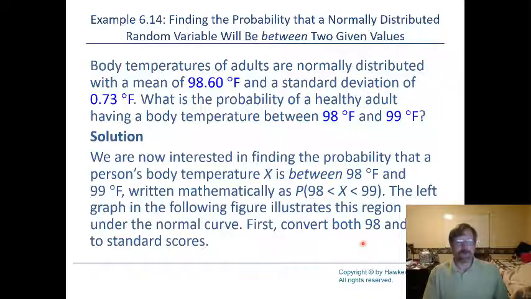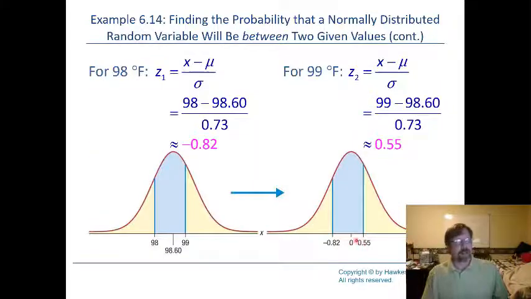So we need to convert both 98 and 99 to z-scores, again by subtracting off the mean and dividing by the standard deviation. So we find that 98 is 0.82 standard deviations below the mean. Negative means we're below the mean. 99 is 0.55 standard deviations above the mean. So graphically, all we've really done is changed these numbers to these numbers. Everything else basically stays the same. All right.